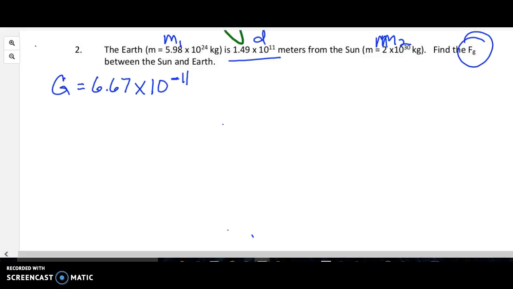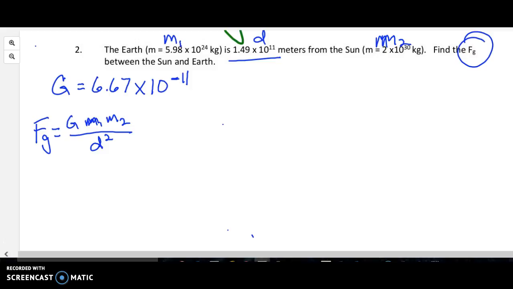So the next thing that we do in p-guess is write down the equation. The force of gravity is equal to the gravitational constant times your first mass times your second mass, and you go over the distance squared. Do not forget to square. That is the number one mistake students make, is to not square that distance.